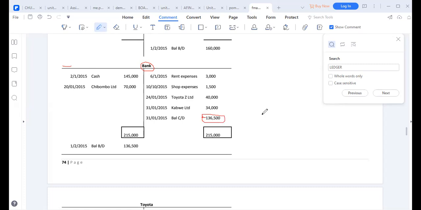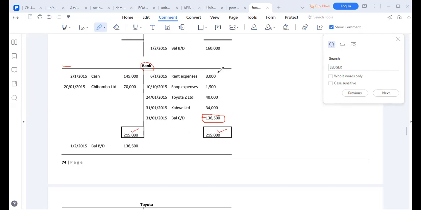So what we are supposed to do, after you have entered all the transactions, is to add the debit side and find the total, then the credit side and find the total. Then whichever is bigger, that's what you write on both sides. Whichever is bigger between the two. The one that was bigger is 215. You put 215 there, also 215 there.